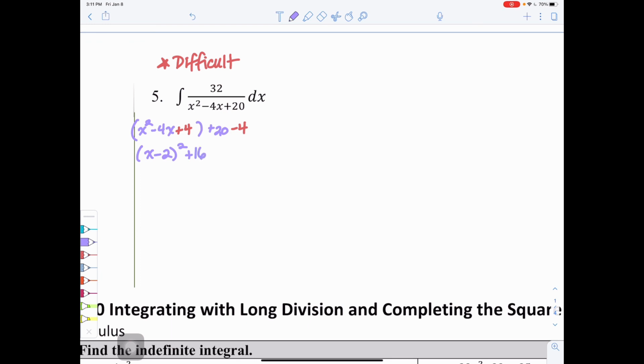Now it's a little confusing because we don't have a 1 over 1 plus x squared. That's really what our goal is. So let's see if we can figure this out. So we have a 32 over x minus 2 all squared plus 16 dx. So what we need to think about right now is that we need this 16 to be a 1, like 1 over 1 plus x squared. So how are we going to do that? What could we possibly do? Well, we are going to multiply the numerator by 1/16 and this denominator by 1/16.